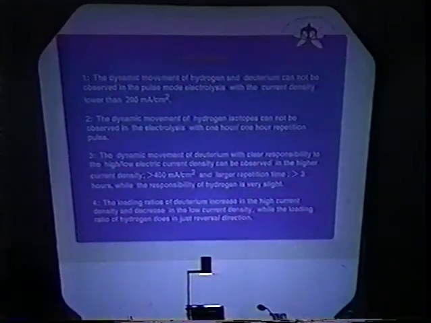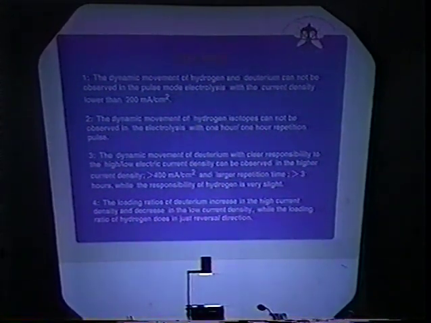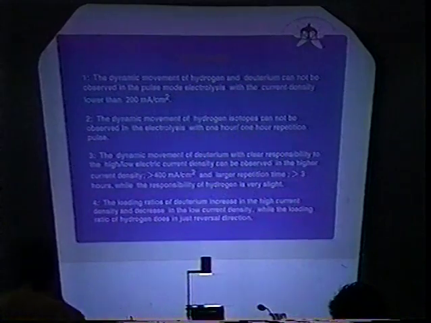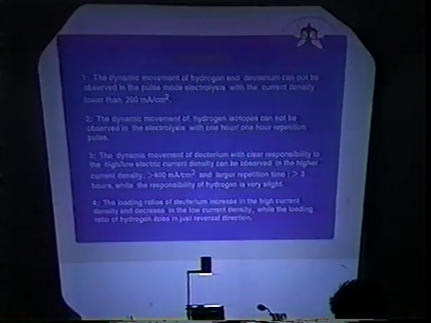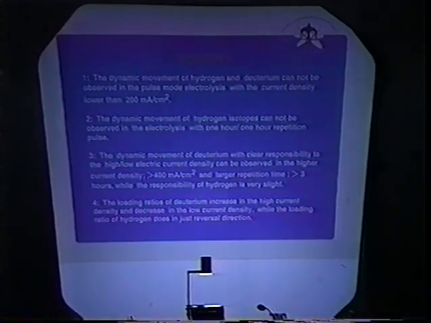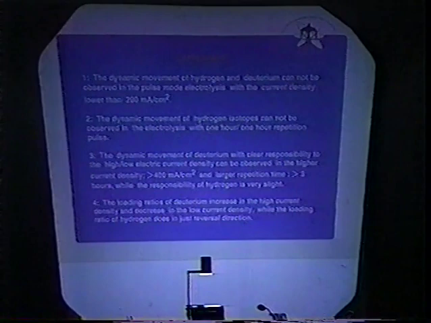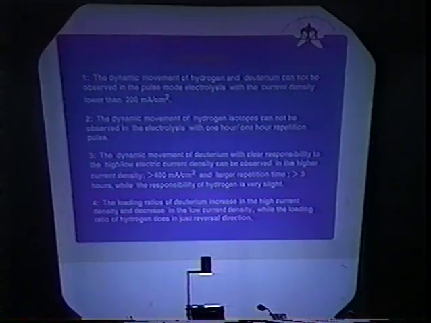I would like to say some conclusions. The dynamic movement of hydrogen and deuterium cannot be observed in the first modes with the current density lower than 200 milliamp per square centimeter. This is a very important value. And the dynamic movement of hydrogen isotope cannot be observed with 1 hour repetition pass. The dynamic movement of deuterium, with clear responsivity to the high-low electric current density, can be observed at the higher current density, larger than 400 milliamp per square centimeter, and longer repetition time, 3 hours, while the responsivity of hydrogen is very slight.